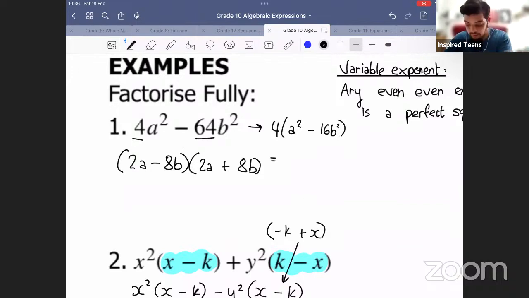We are trying to factorize completely. Once you take out your common factor, then you can still do DOTS. So in this case, a squared minus 16b squared. So now you can do DOTS. You square root: a minus 4b, a plus 4b. Correct.